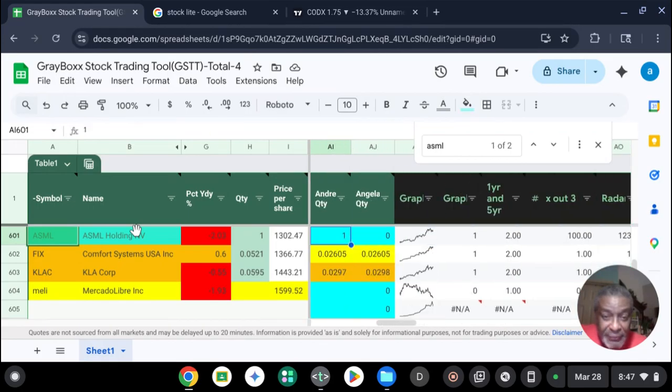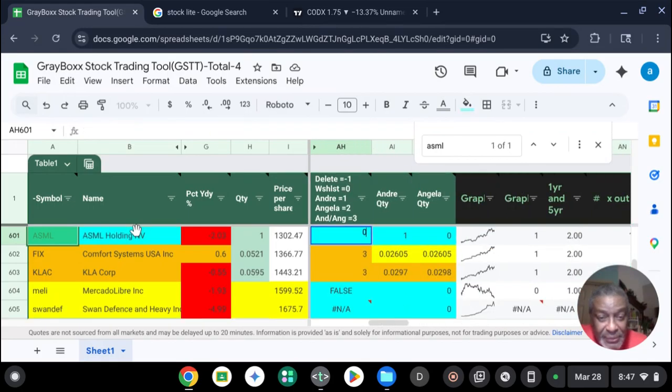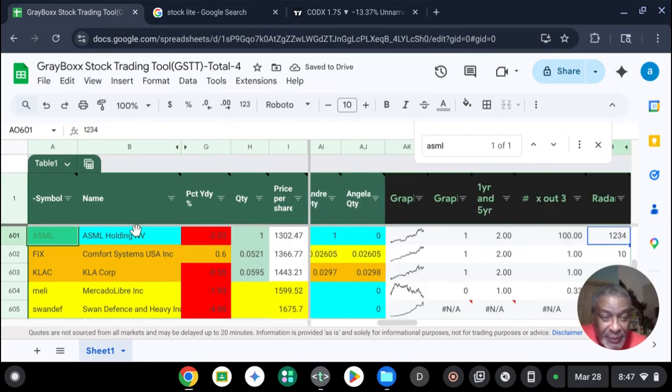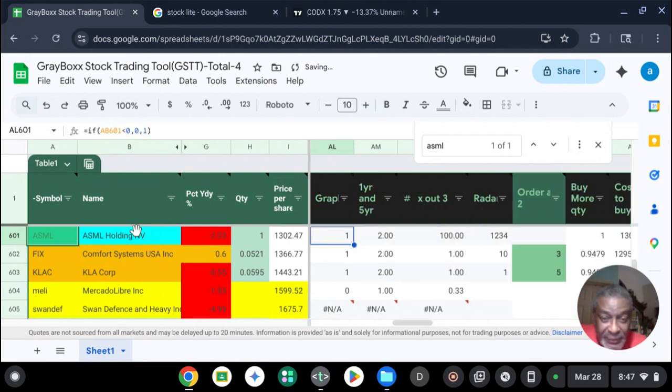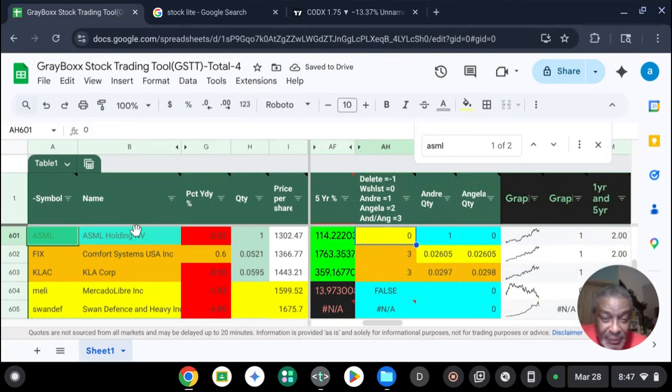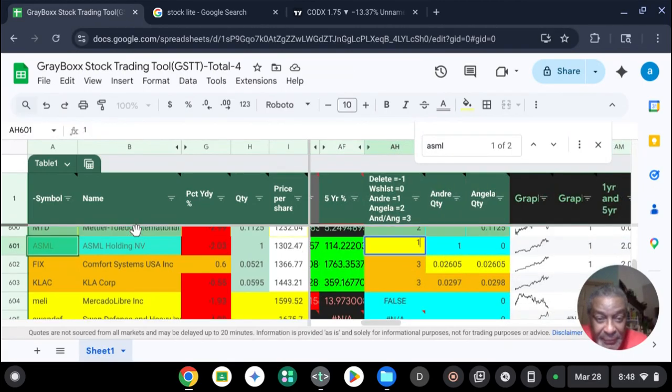So if we make this a 0, which means that we put it on the wish list, then we will find out that in that case it should be 6 in the order to buy. So we're going to update that value to 6. So it'll go from 1 to whatever number, and I'm going to put this back as a 1 since I know I own that stock.